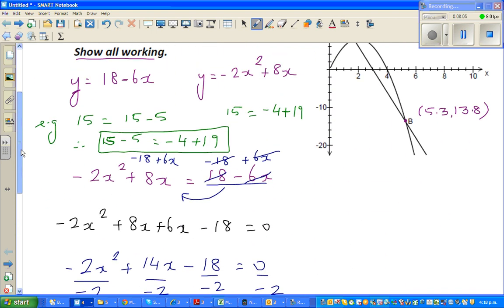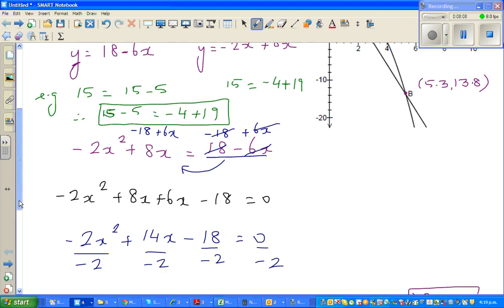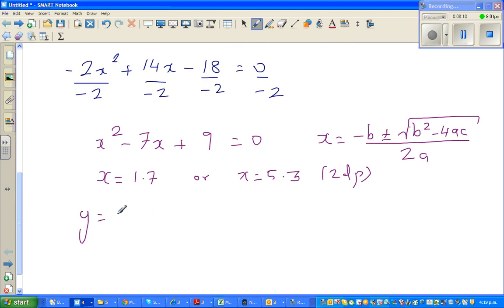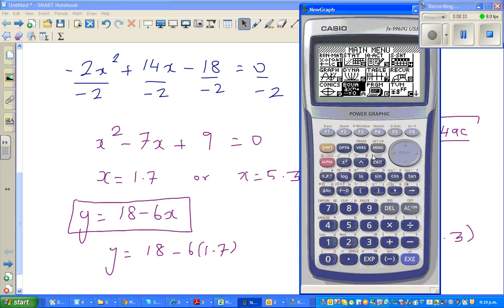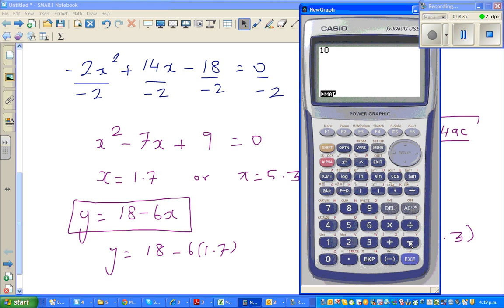So for y, you can use this equation: y is equal to 18 minus 6x. You can use either one of the equations. I'm using this. So your y is 18 minus 6 times 1.7. Let me use a calculator: menu, run, 18 minus 6 times 1.7, which is 7.8.